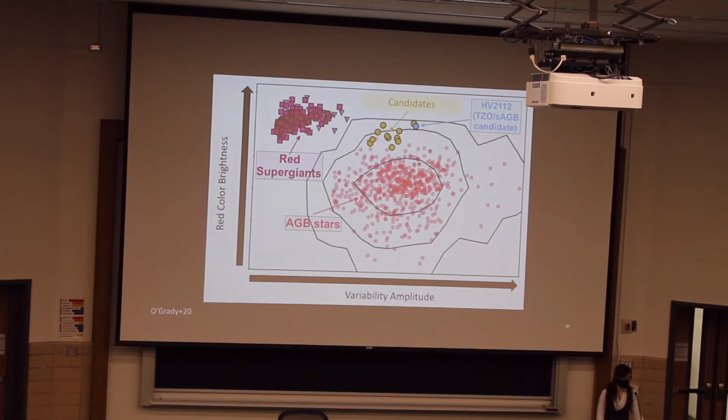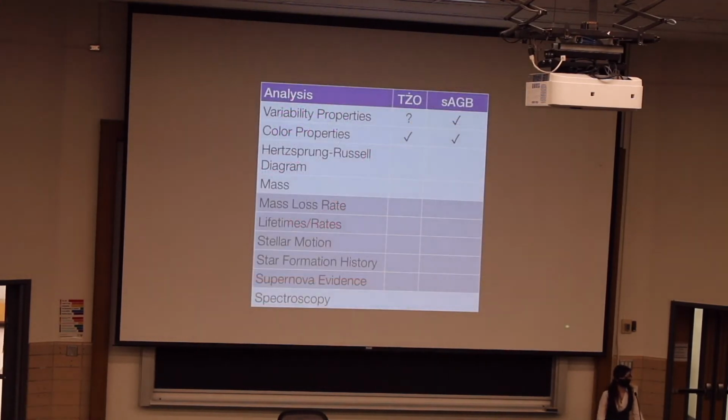HE212 is again in blue, and the rest of our candidates are in gold, and they're kind of in the middle. They have brightnesses that are similar to red supergiants, which is what you would expect with these. Super AGB stars are also supposed to be bright, and they have variability that matches AGB stars. Unfortunately, there aren't modern models of Thorne-Zytkow objects, so we can't say anything about the variability properties, but this is still a good first step.